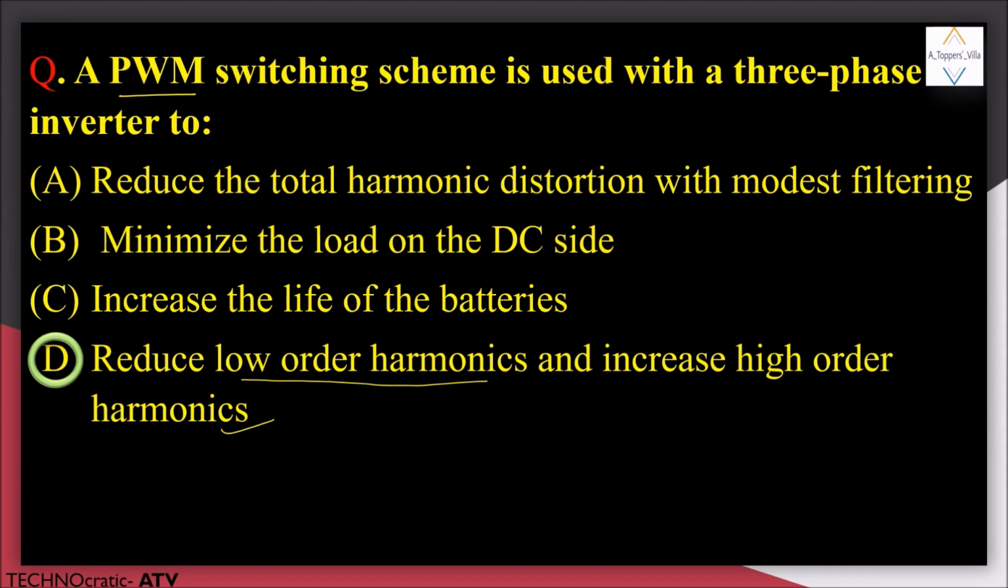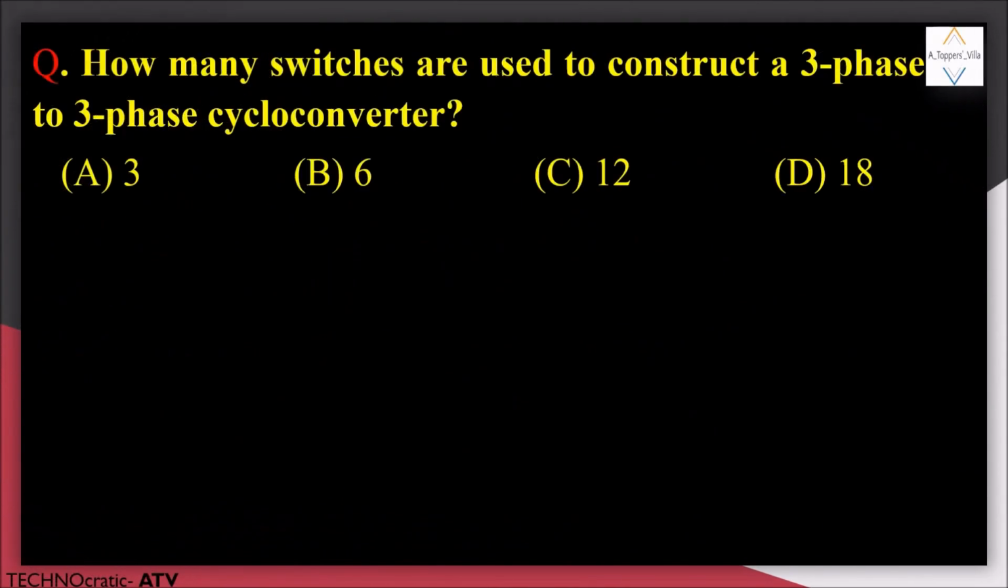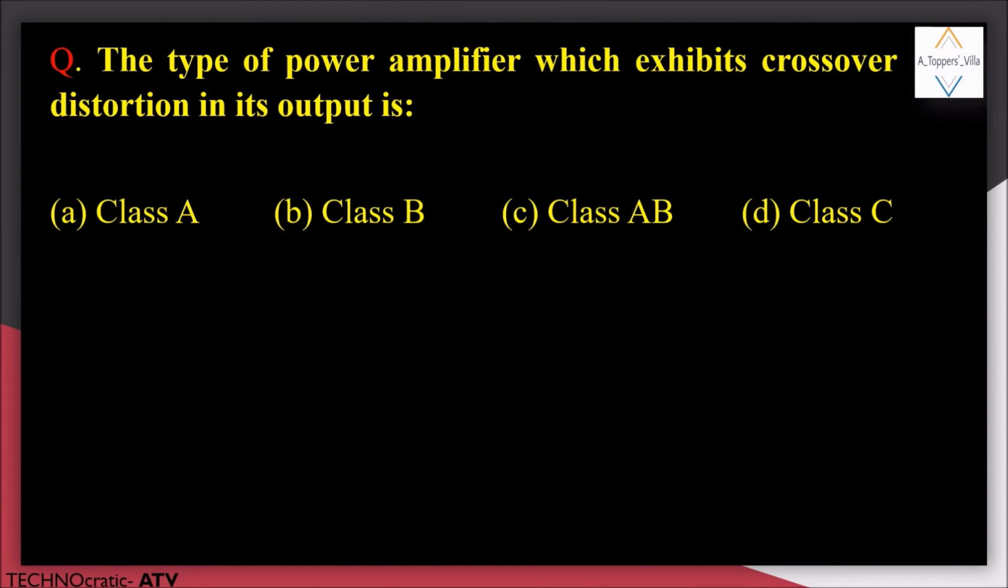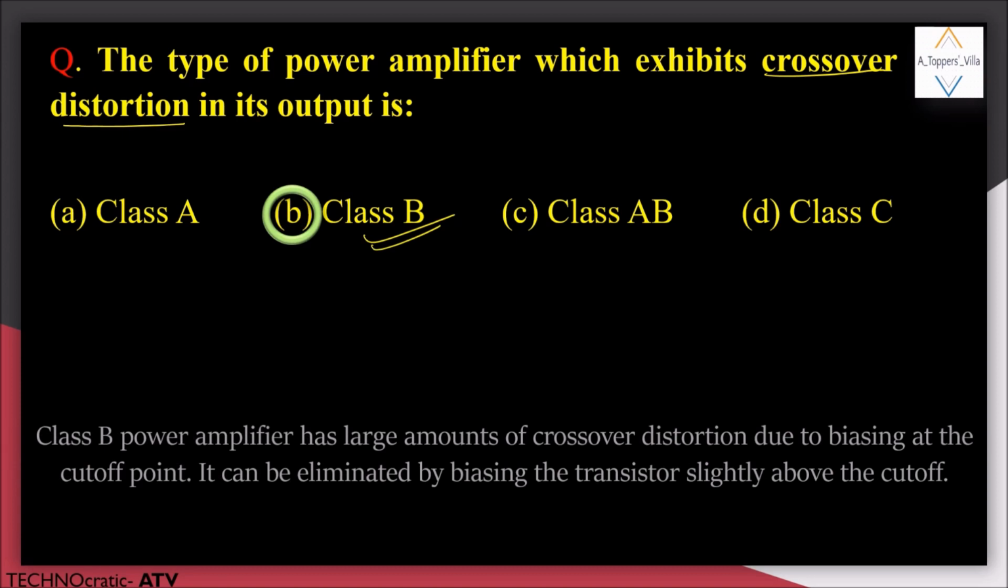A PWM switching scheme is used with a three-phase inverter to reduce the low order harmonics and increase high order harmonics. How many switches are used to construct a three-phase to three-phase cycloconverter? So total 18 switches are used to construct a three-phase to three-phase cycloconverter. So option D will be the correct answer. The type of power amplifier which exhibits crossover distortion in its output is class B, which exhibits a crossover distortion in its output.